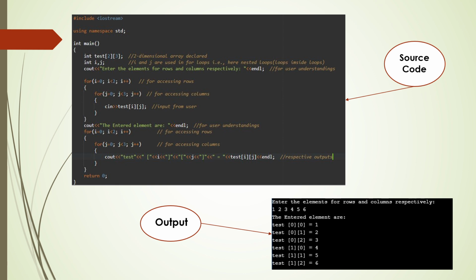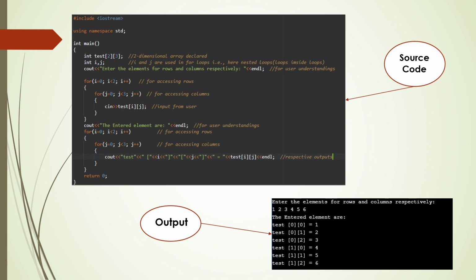Similarly, we can display the output. What you have to change is the body of the loop. Just give a cout statement instead of cin. As in this array there are 2 rows, the first loop goes till 2, and there are 3 columns, so the second loop goes till 3. See the output, you will get it clear. So I hope you all got this clear.